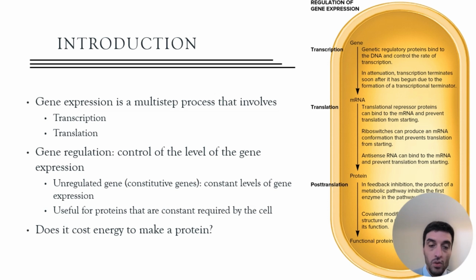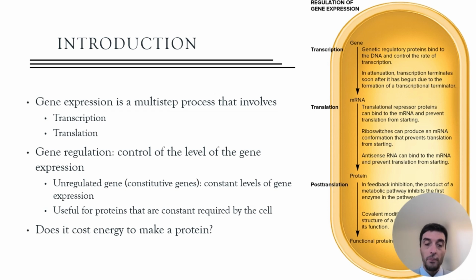Okay, we do have a regulation of how much of a gene should be expressed. Some genes are unregulated. These genes that are unregulated are always being expressed, with a constant flow of protein production. We call these genes constitutive genes, while all the other genes require sometimes to be produced more, sometimes less, so we're going to have a regulation for this.